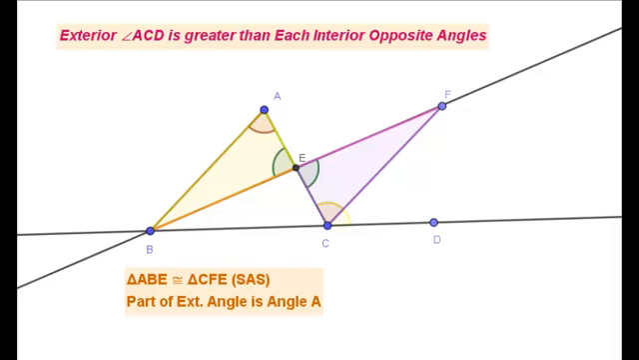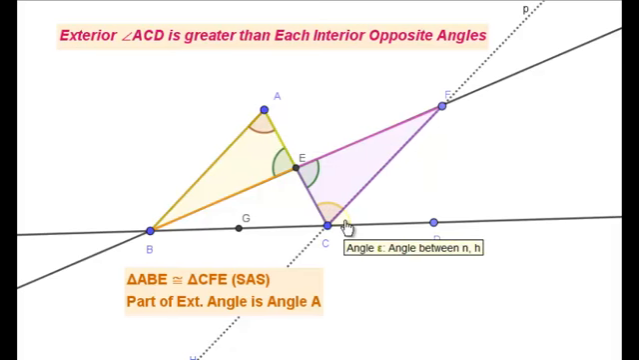Alright, now what we have exactly proved here is that this part of the exterior angle is equal to the interior opposite angle A. What about the second part? This part, which is FCD. How can we prove this part equal to the angle B?